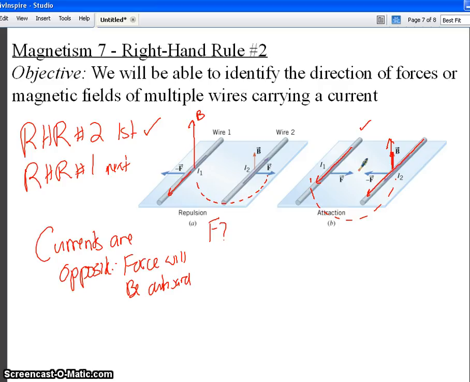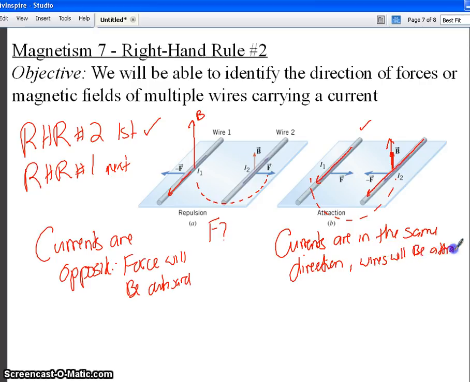Okay? So this is a very common question. And so if the currents are in the same direction, then the wires will be attracted. The wires will be attracted, as we can see by the force here, okay? So that's just one example, okay?